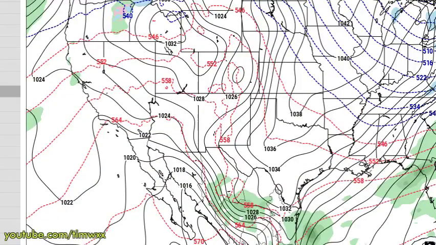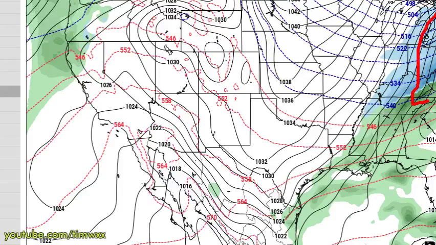Don't see a whole lot else going on, and that's probably about all I have for this presentation. You can see on the 3rd and 4th of January, it looks like a major system for the northeast U.S., but that's very far out. We would probably have to look at more model data before we know that's going to happen.